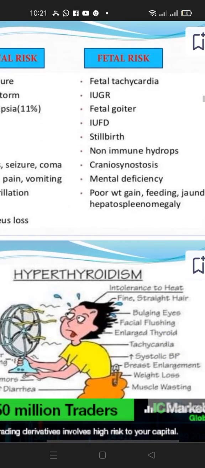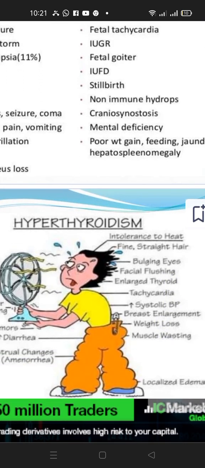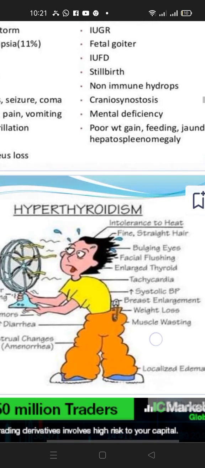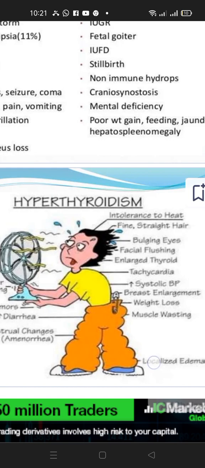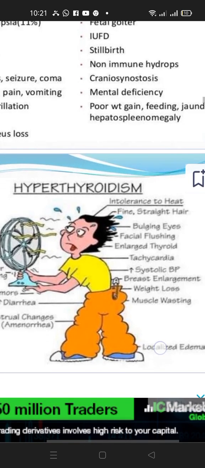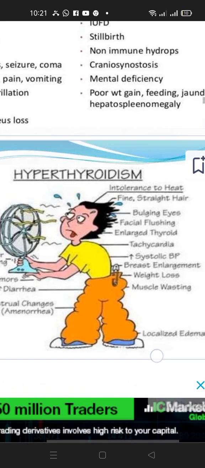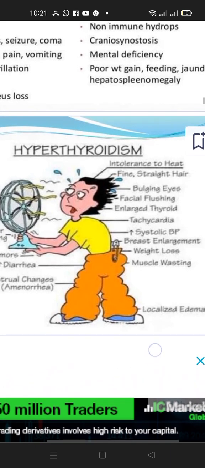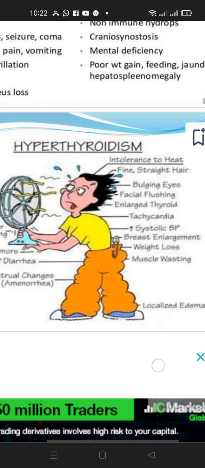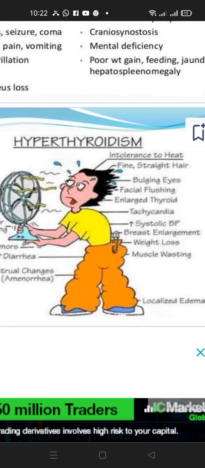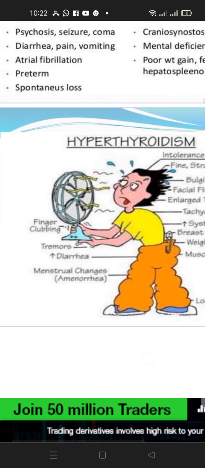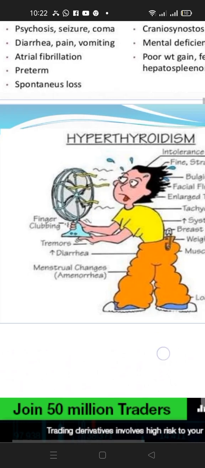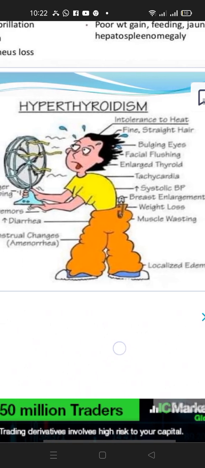And the hyperthyroidism, generally the features are like increased basal metabolic rate. So the patient will be intolerant to the heat, and also there will be bulging eyes if there are eye signs, and there will be flushing, an enlarged thyroid gland, tachycardia in the heart, and even atrial fibrillation might be assessed, and there might be weight loss in the patient, and also excessive muscle wasting, and also tremors, diarrhea, and menstrual changes she might experience before pregnancy.